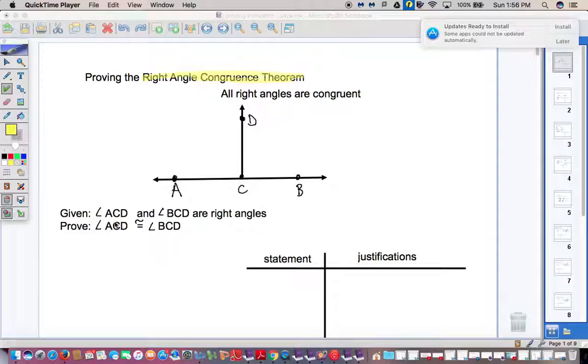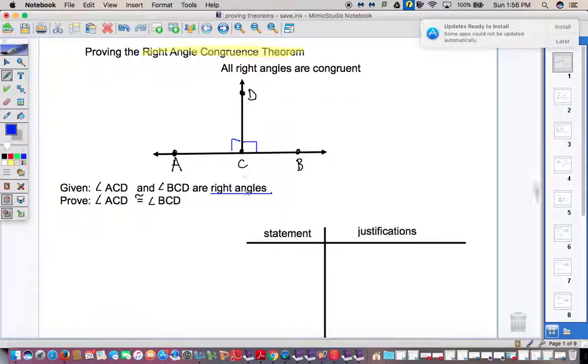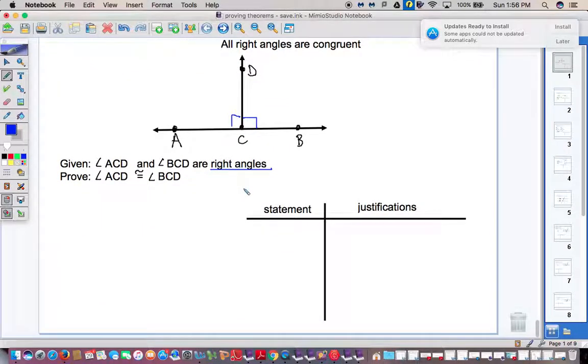Here we are given that angle ACD and BCD are right angles. We don't have our boxes in here, but we can add our box because we are given that these are right angles. And what we're trying to prove is that angle ACD is congruent to angle BCD. So we're going to start with our given statements.